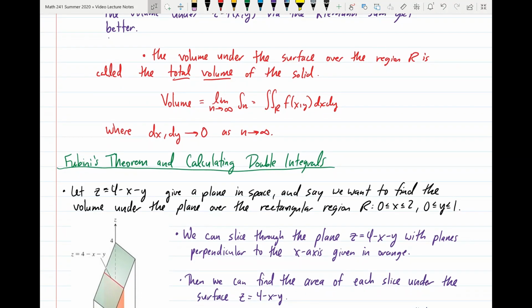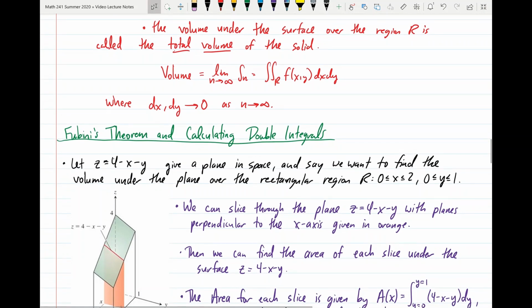And where dx dy is going to 0 as n goes to infinity inside of this double integral here. Because again, as n goes to infinity, it's assumed that the norm of the partition is going to 0. So all of those rectangles in the region R are going to be getting smaller and smaller, which means the width and the height of those rectangles will also be getting smaller.